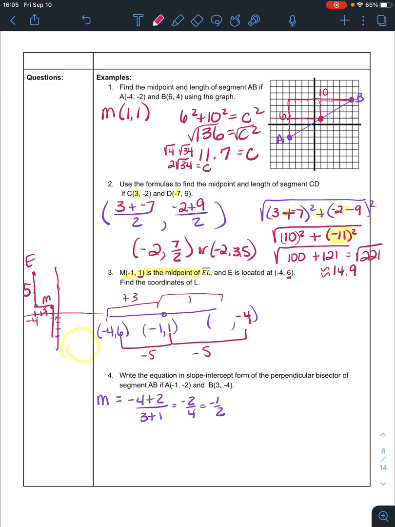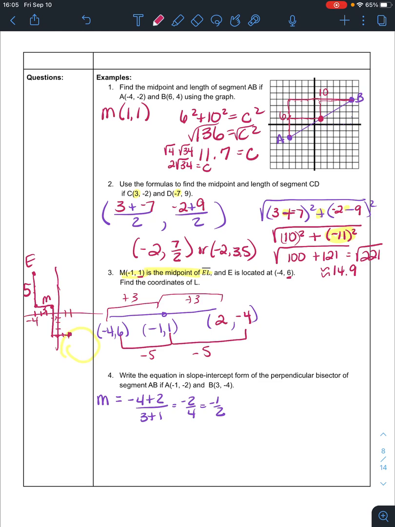So I went plus 3. So I'm going to go another plus 3. Okay, from negative 1, I'm going to go over another 3. So I went over 1, 2, 3. That puts me at negative 1 plus 3 is positive 2. So the coordinates of L are at 2, negative 4.